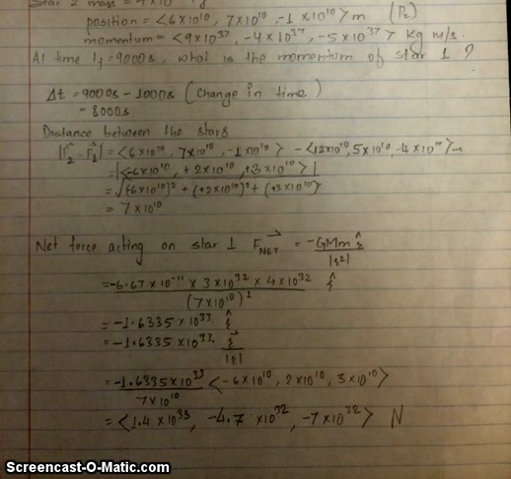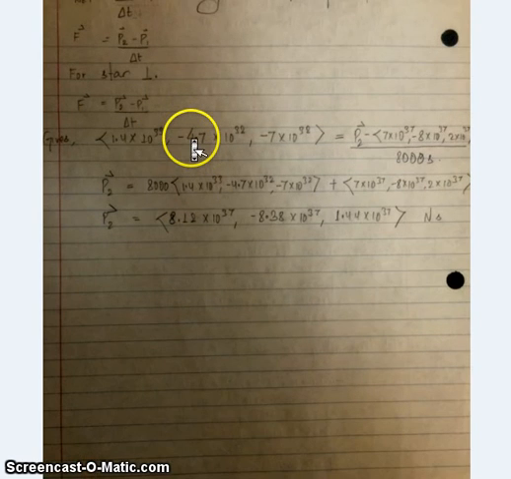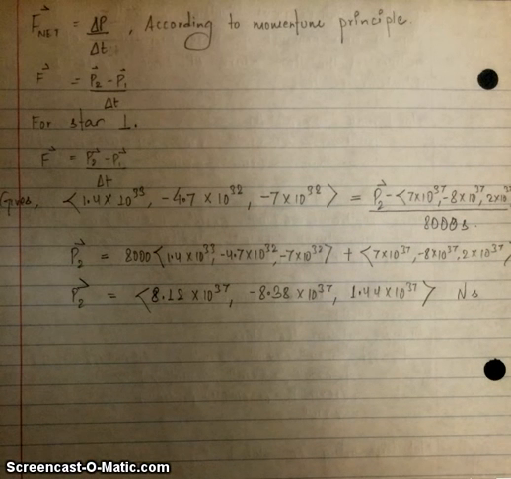Now we need to find the momentum. According to the momentum principle, the net force acting on an object is equal to the change in momentum divided by the change in time. We already found the net force acting on star 1, and the question already gives us the initial momentum and the change in time. If we plug in all the values, the only thing we need to find is the final momentum.